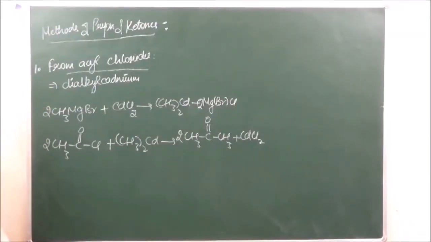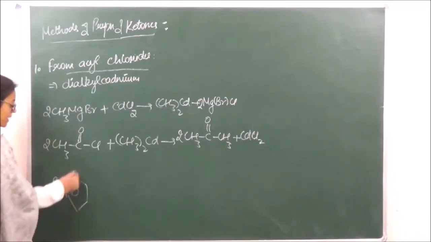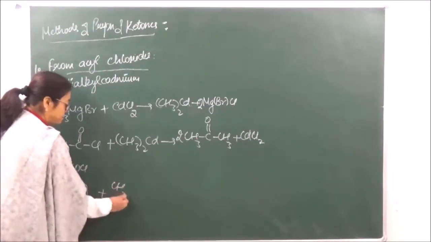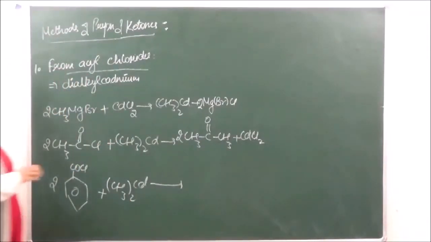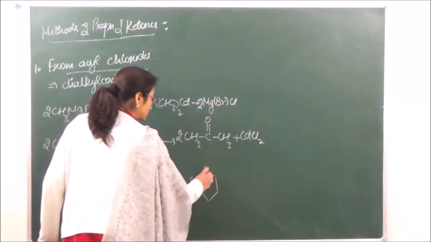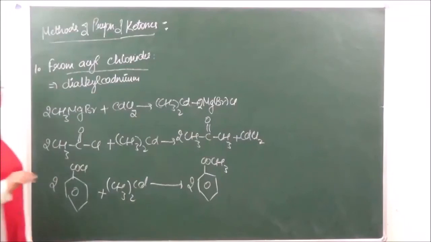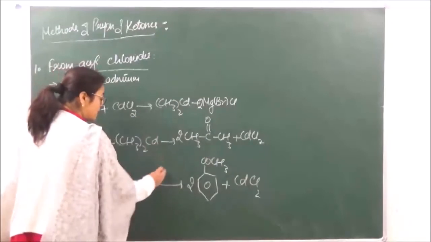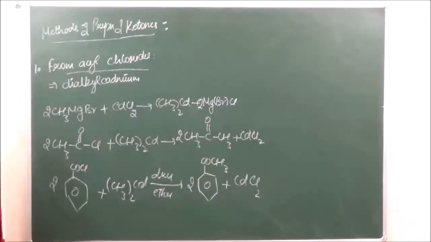dialkyl cadmium. Now if you are taking an aromatic compound over here, benzoyl chloride, C6H5COCl, we are reacting this with dimethyl cadmium. We are going to get over here 2 molecules of acetophenone, 2 molecules of acetophenone, and we will get CdCl2. Now these reactions, they are also going to take place in presence of dry ether.